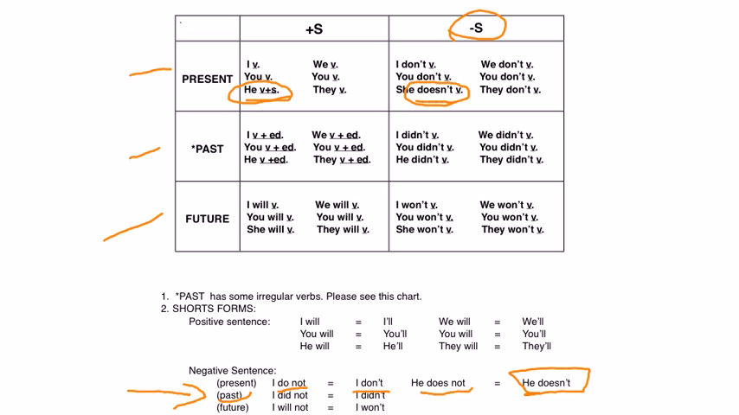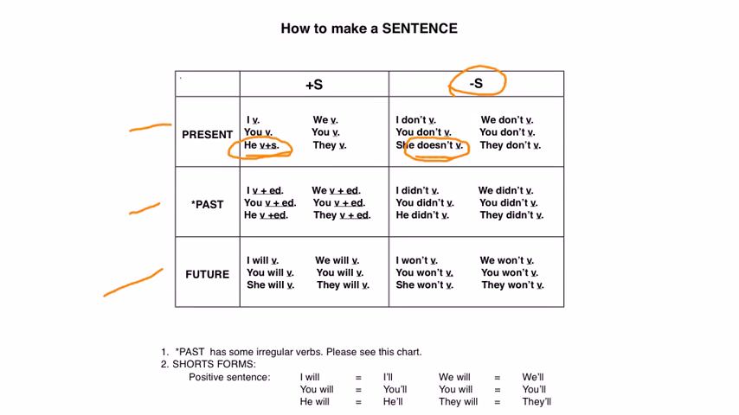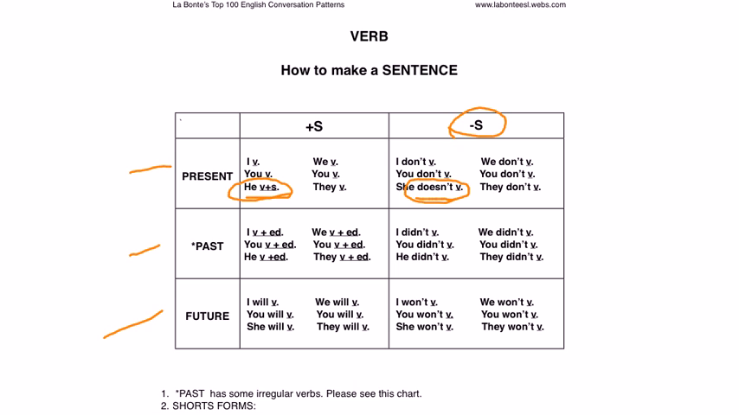Otherwise, in the past and the future tense, I did not is the same as I didn't, or I will not is the same as I won't. So generally, I give them this very brief sheet of paper that we can always refer to in the future as we're asking questions. If they're making mistakes, we just refer back to how you make your sentence.